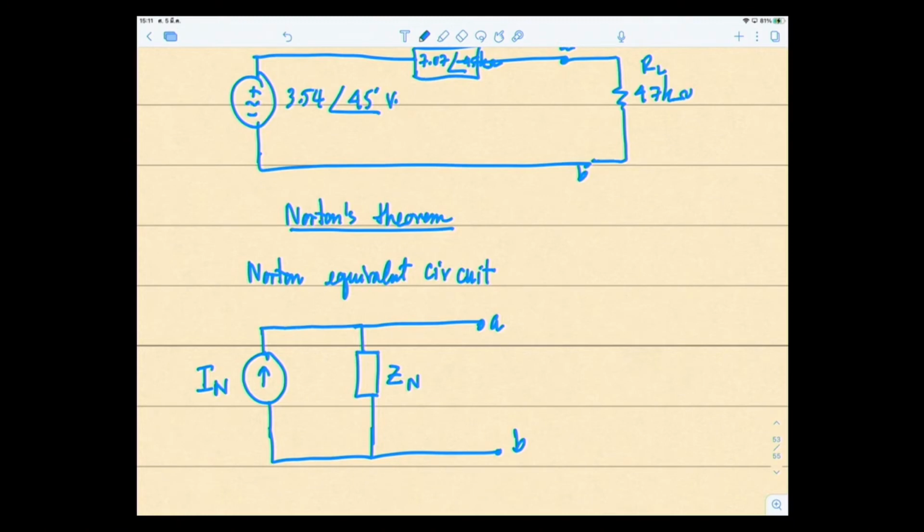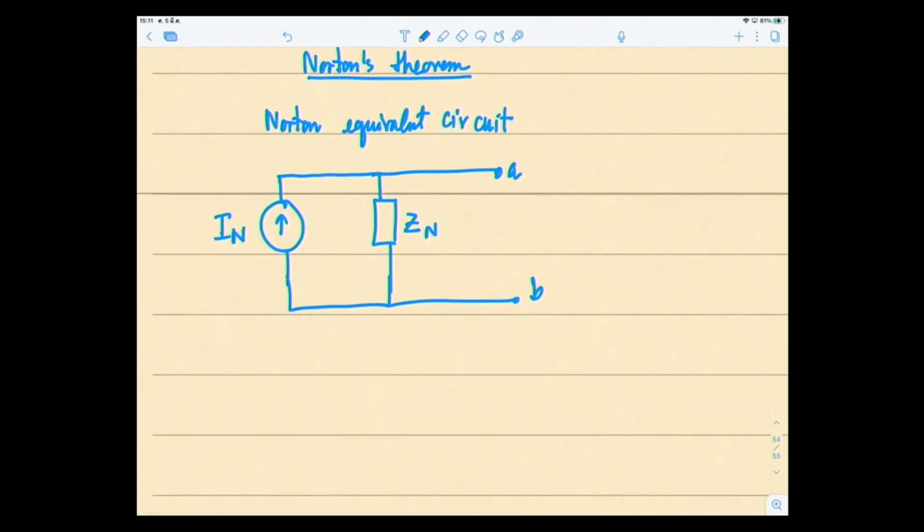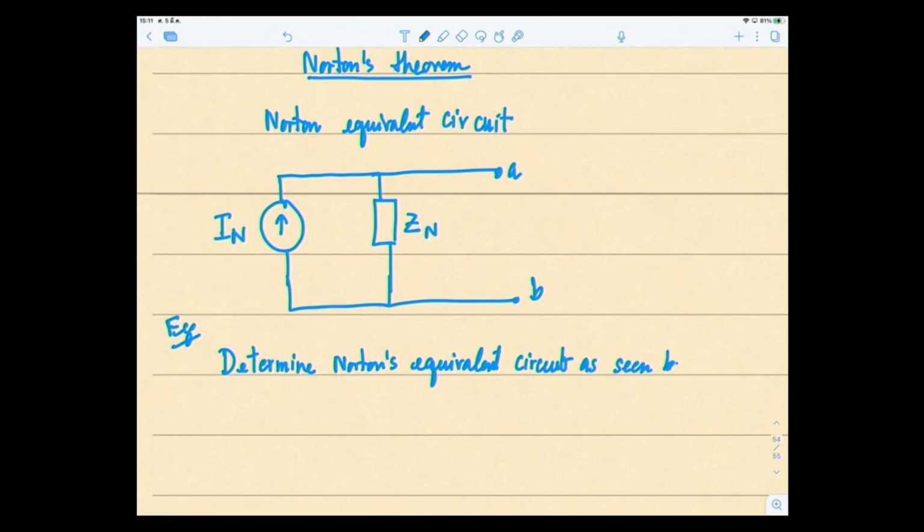Okay, so let's see. We're going to find the Norton equivalent circuit. Example for Norton: determine Norton's equivalent circuit as seen by the load resistor.